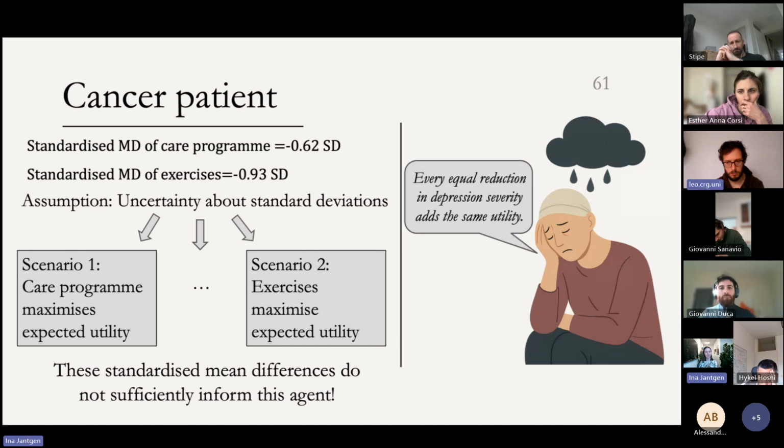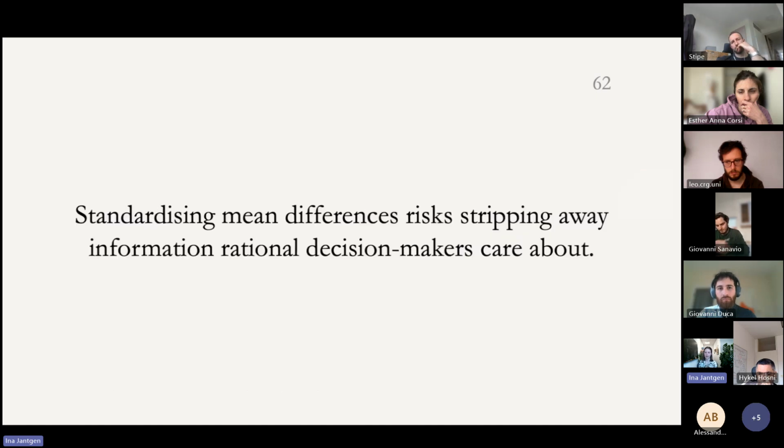Okay, the point is, of course, that if as an agent you just learn the standardized mean difference, you don't learn whether you're in scenario 1 or scenario 2 or any of the other scenarios compatible with the standardized mean differences. And so you don't learn which option would maximize expected utility if you had learned the underlying mean differences and standard deviations. In other words, the standardized mean differences here do not sufficiently inform you. They leave out decision-relevant information. And that's the risk of standardizing that I'm concerned with in this paper.